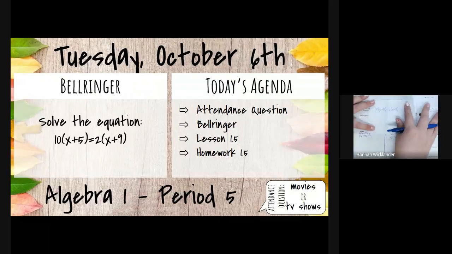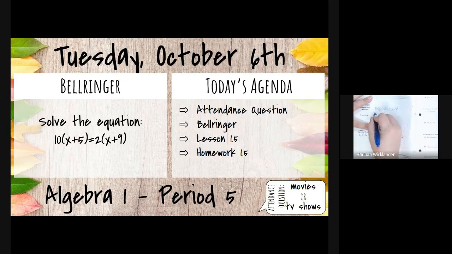So my step one for when I'm solving equations like this is to simplify if possible. So I can simplify both sides of the equation by distributing the 10 to everything inside the parentheses and distributing the 2 to everything inside the parentheses. So 10 times x gives me 10x, and then 10 times 5 gives me 50. And then on the other side of the equation, 2 times x is 2x, and 2 times 9 gives me 18. So step one was to simplify, and I have done that.